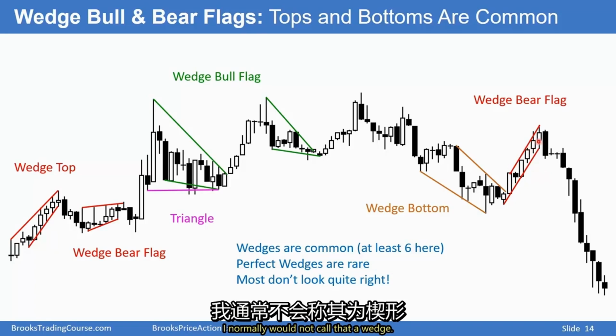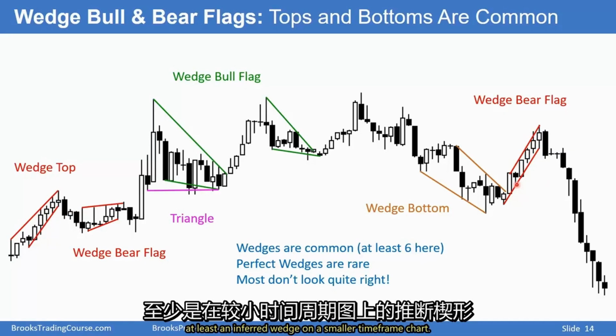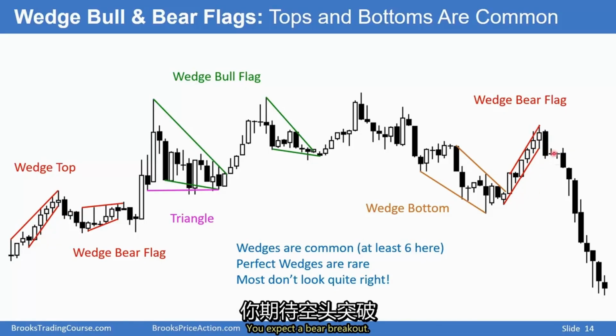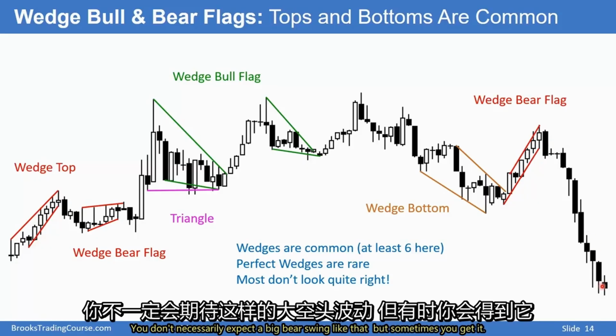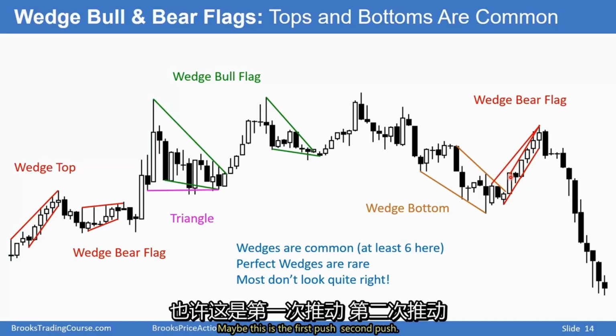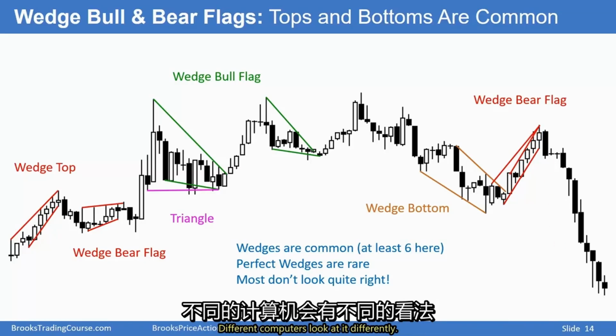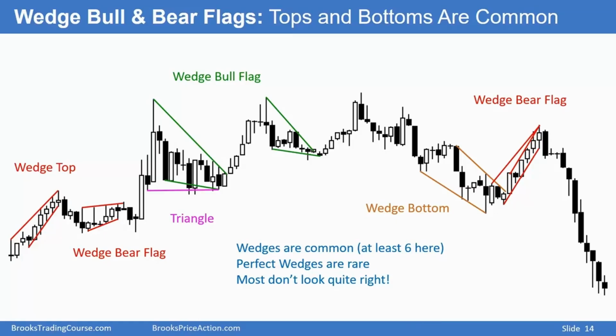I normally would not call that a wedge. However, you can think of it as a wedge, at least an inferred wedge on a smaller time frame chart. You expect a bear breakout. You don't necessarily expect a big bear swing like that, but sometimes you get it. Maybe this is the first push, second push, maybe first push, second push here, and then third push there. Different computers look at it differently.